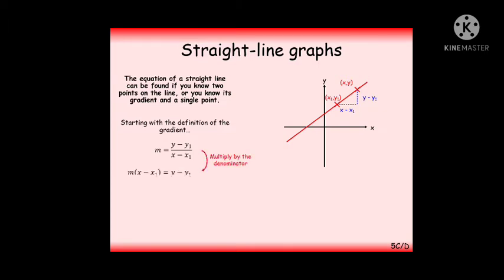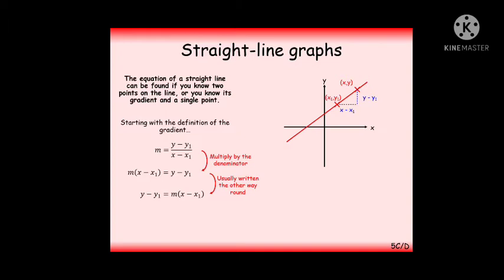We can multiply by the denominator, so we get m lots of x minus x1 is equal to y minus y1, which is typically written the other way around. So we get y minus y1 is equal to m lots of x minus x1. Okay? And that's the formula that we know.